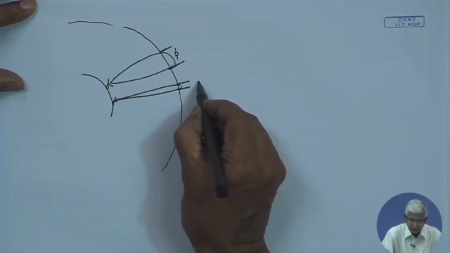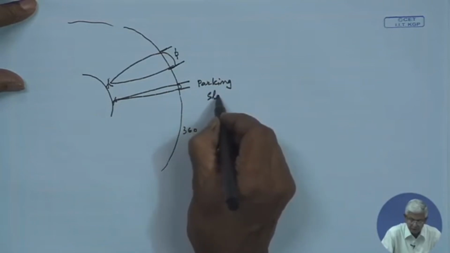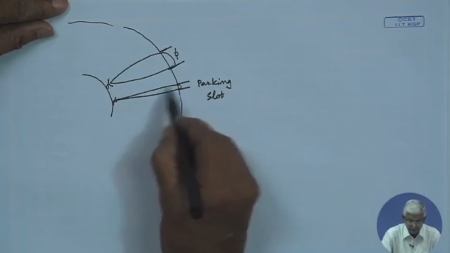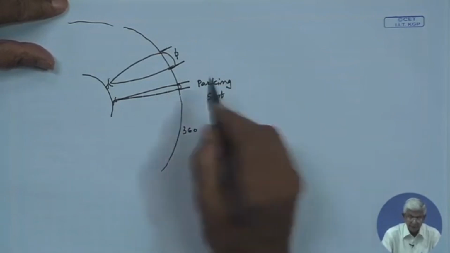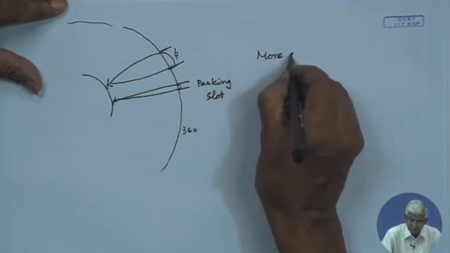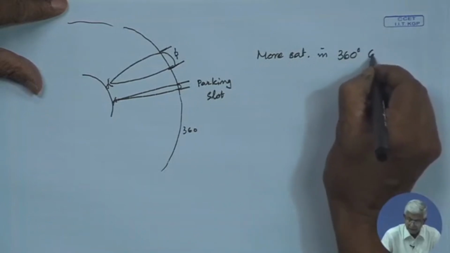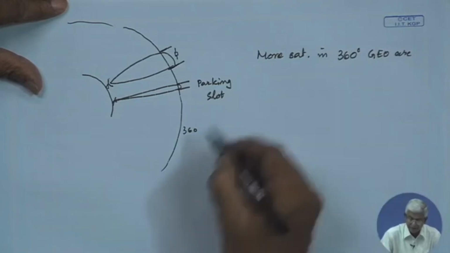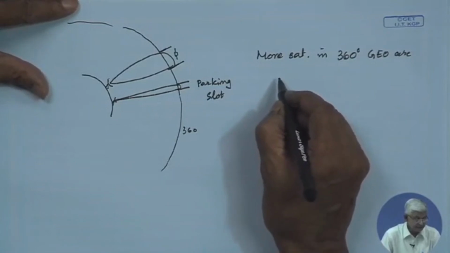I can have a smaller parking slot. The word used is parking slot. So, there is a certain ITU regulation on what the ground station antenna pattern should be, and they have provided a mask. You should not exceed that mask, so that you can have more satellites in the 360-degree GEO arc. I am calling it arc, it is actually the GEO full orbit, 360 degrees. Now, what is that regulation?